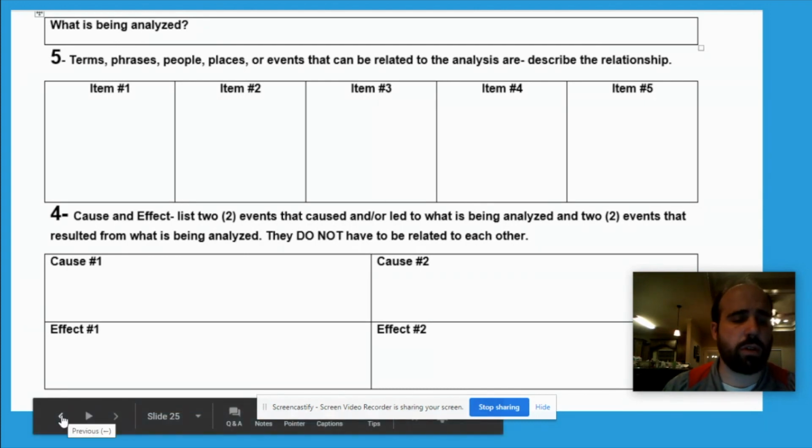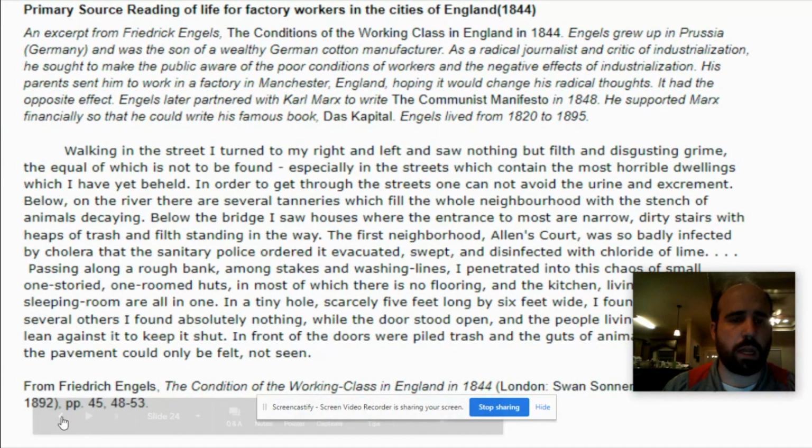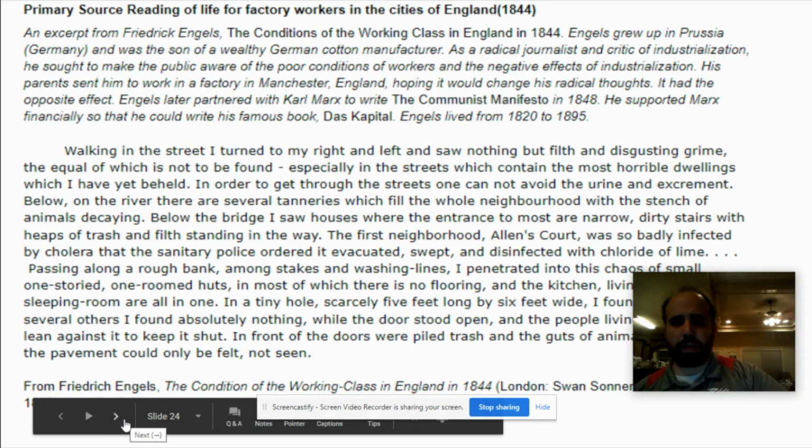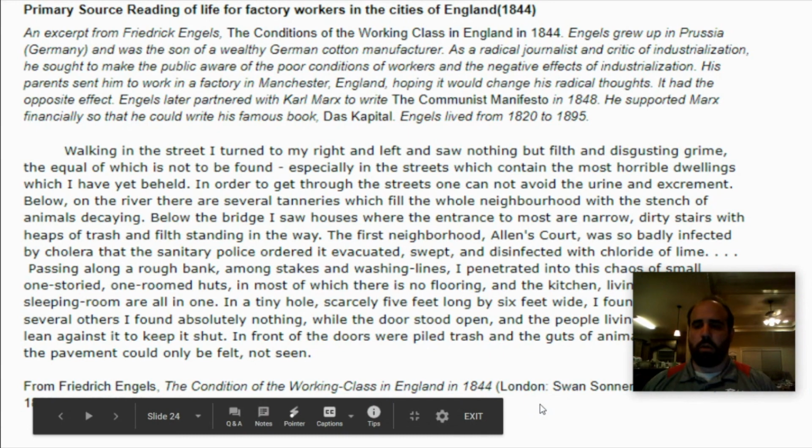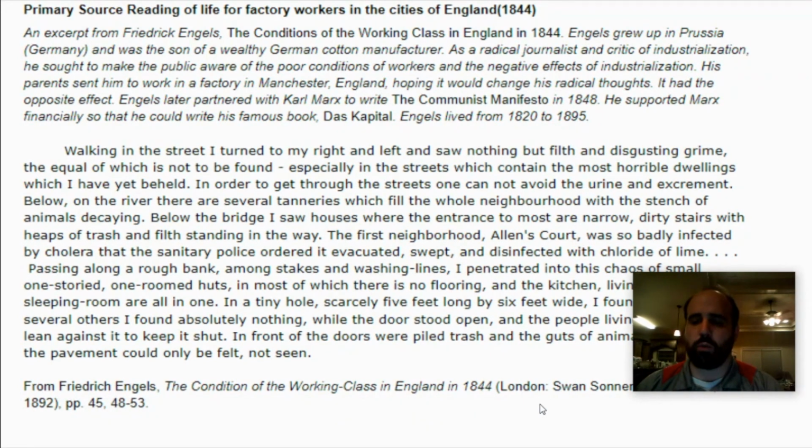And so to give you just some understanding here, we're going to go back one slide. This is the document that I chose to kind of demonstrate this with. It's by Mr. Frederick Engels.